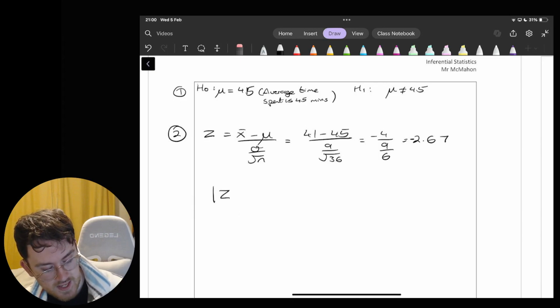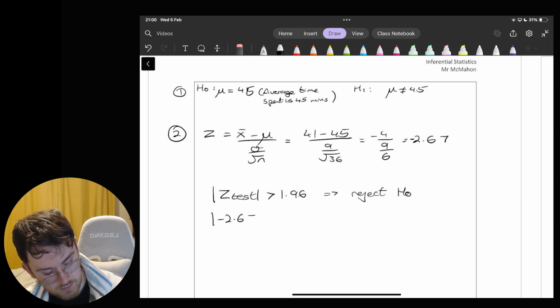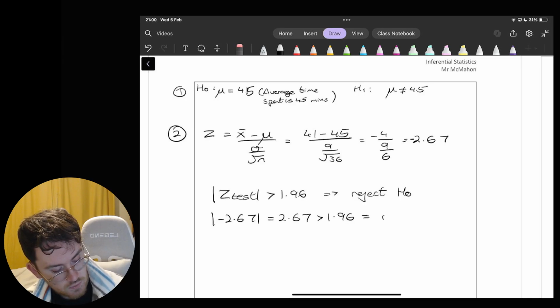So the test here is if my test statistic, the absolute value, is greater than 1.96, we reject the null hypothesis. So let's try that out. The absolute value of minus 2.67 is just 2.67, which is greater than 1.96. So we do, in fact, reject the null hypothesis.